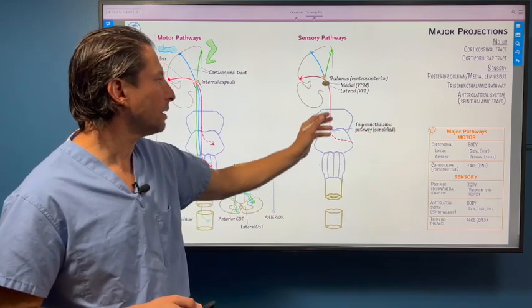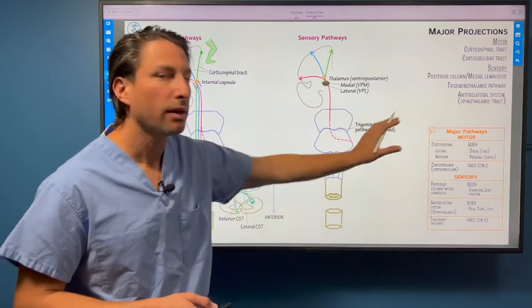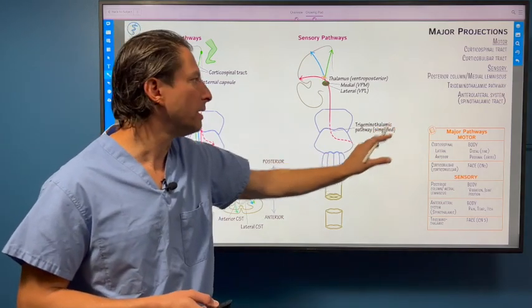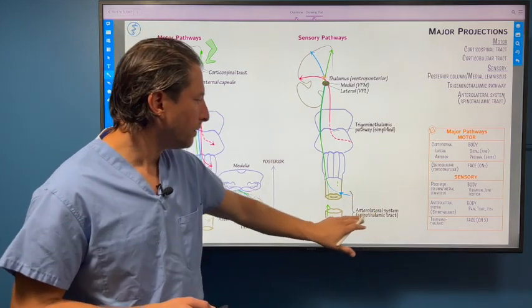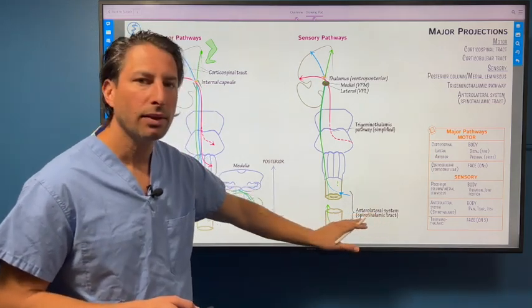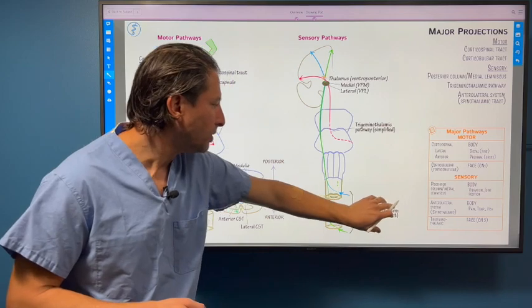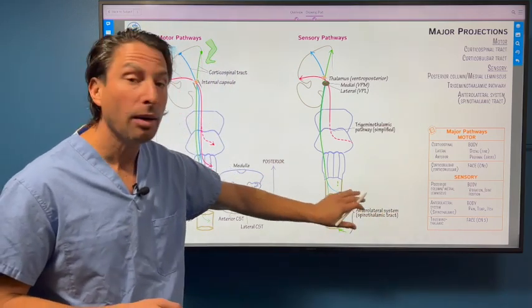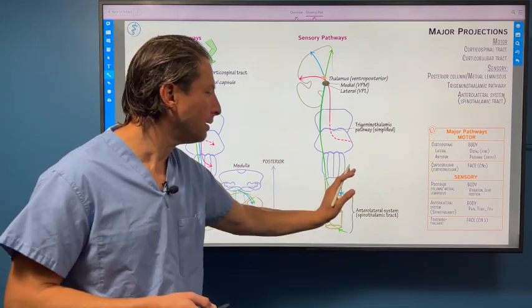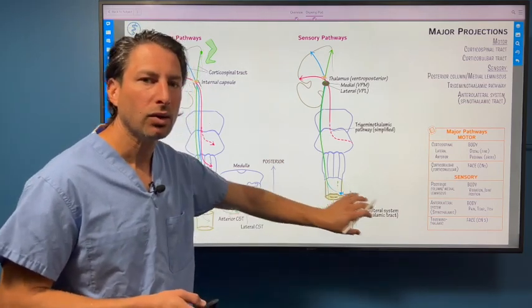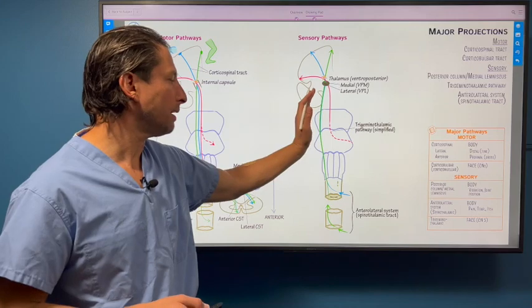It enters and crosses immediately like the spinal thalamic tract of the spinal cord. And then this is the anterolateral system or spinal thalamic tract. Remember, when these pain temperature fibers come in, they may go up and down some levels, but they cross immediately. They don't ascend the spinal cord, they cross and then they ascend.